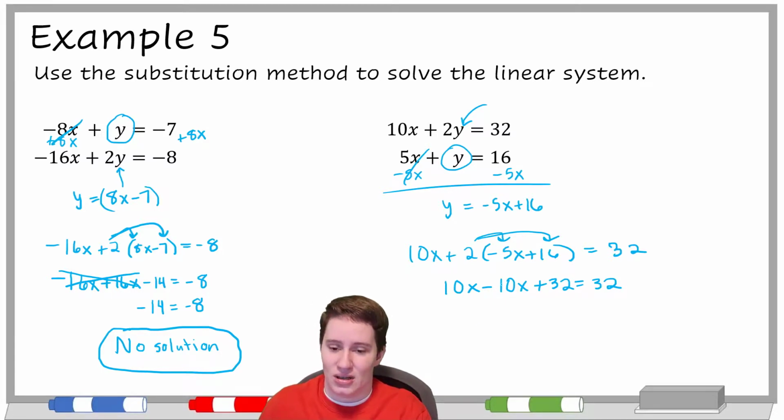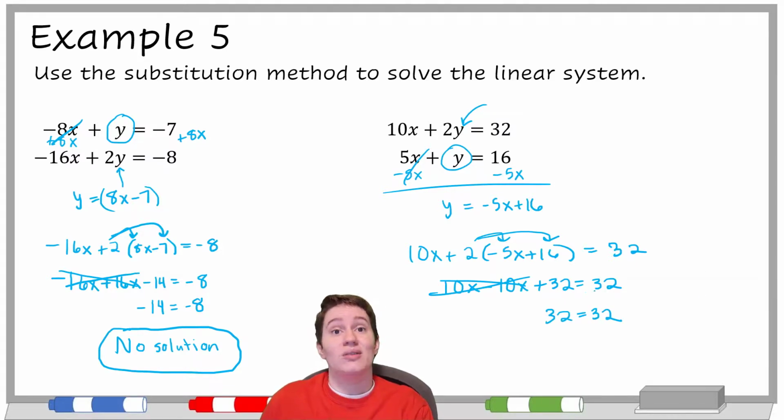Infinitely many solutions. So that cancels, but now we have 32 equals 32. Is it true that 32 equals 32? Why, yes. Yes, it does. So because that's a true statement, we end up with infinitely many solutions.